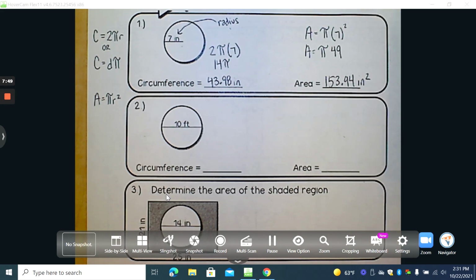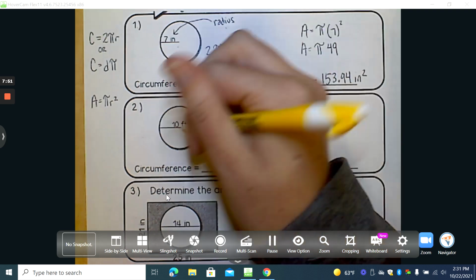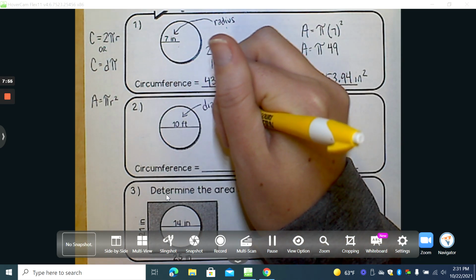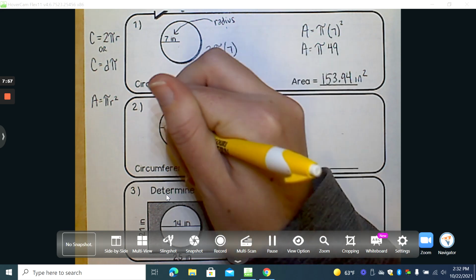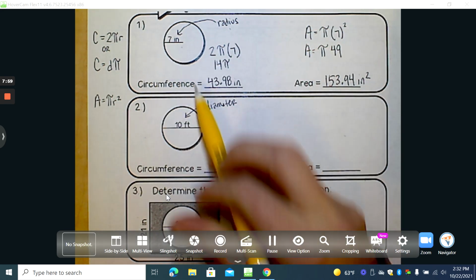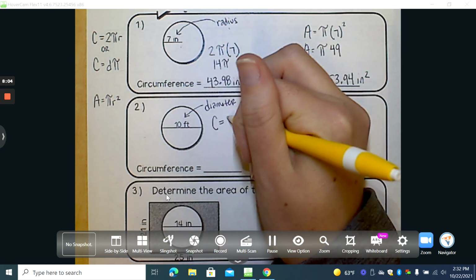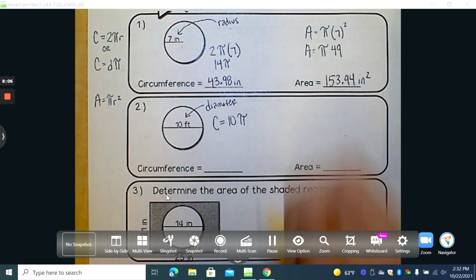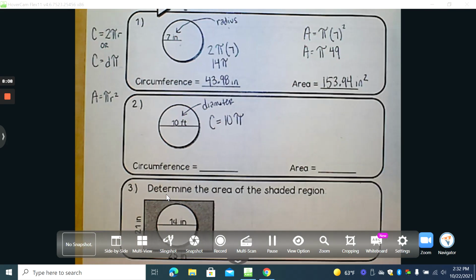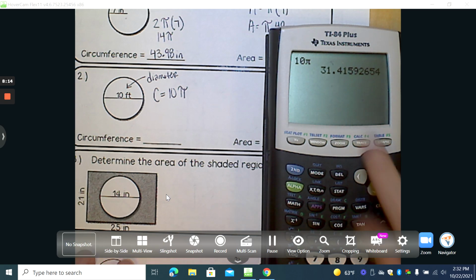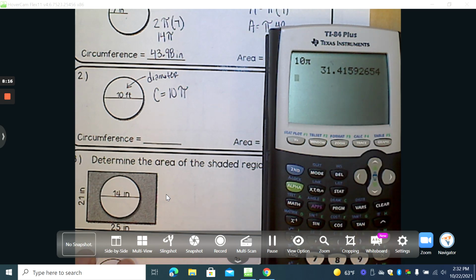Looking at number 2. I'm given here 10 feet is my diameter. It's going across the whole circle, so that's my D. So I'm going to have circumference equals my diameter times pi. And so in my calculator, I'm going to have 10 times pi, which is 31.4. I'll round that up, 31.42.